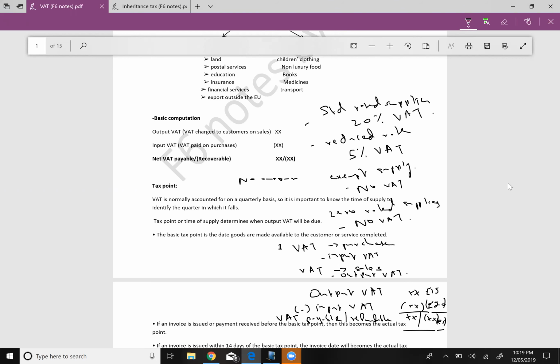No input can be recovered. However, on zero rated supplies, when I sell the products to the consumer, I will charge no output VAT. But whatever input VAT I have paid on my purchases, all of that input VAT will be recovered. So that is the difference.